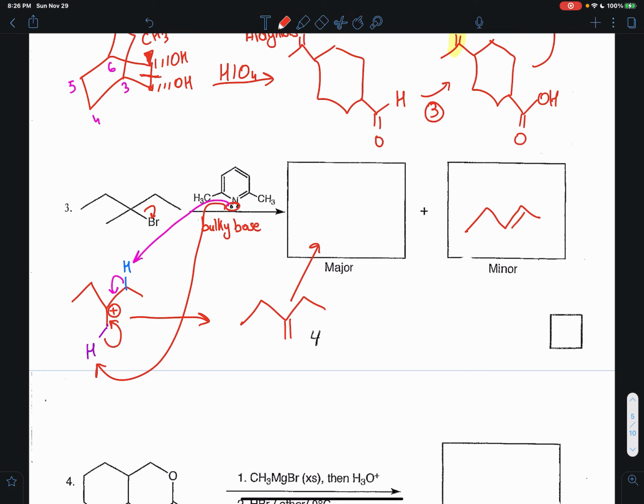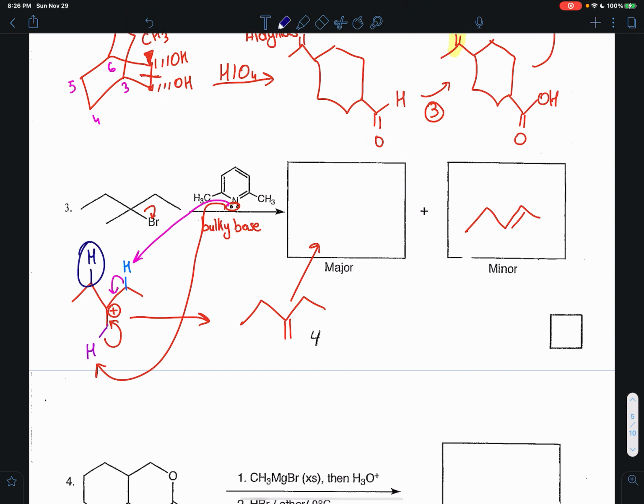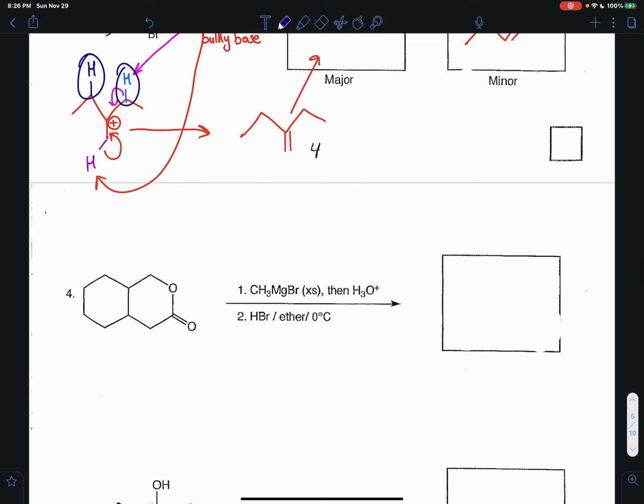Also, another thing that I should mention is that this hydrogen, and let me just use a different color here, and this hydrogen right here, those two are the same just because there's a plane of symmetry in the middle, so those two are just the same, right? So that makes sense. So now moving on.